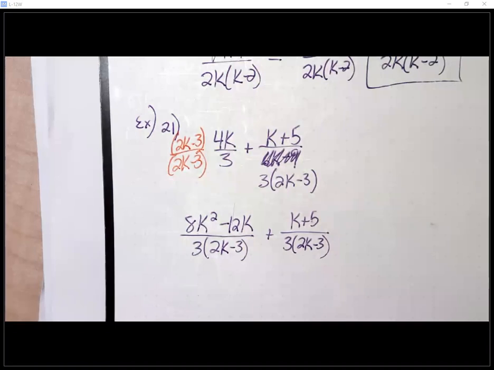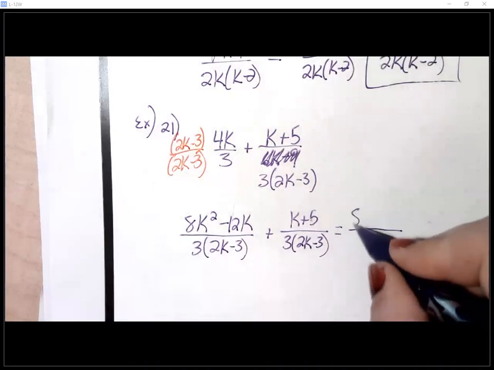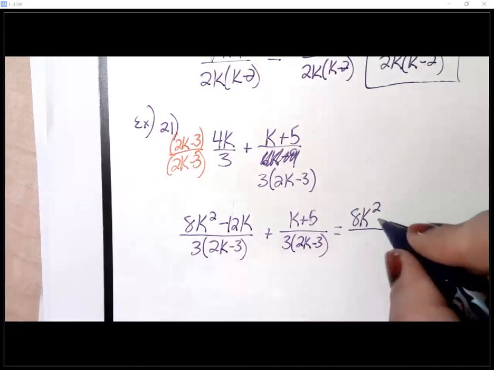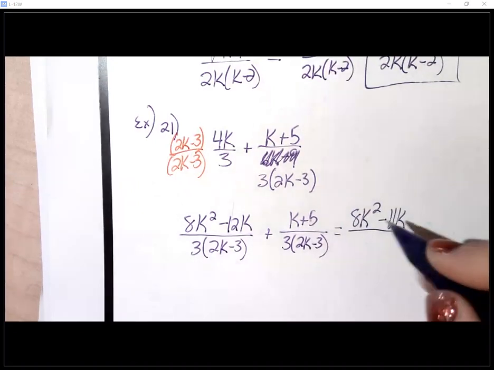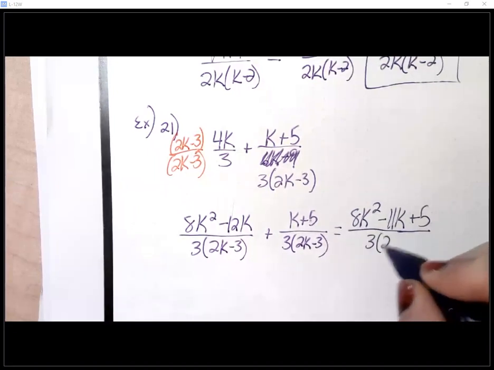And now it's just an easy problem like it was on the other side. So let's just combine like terms in the numerator. I'd have 8k squared minus 11k, and then a plus 5 all over that.